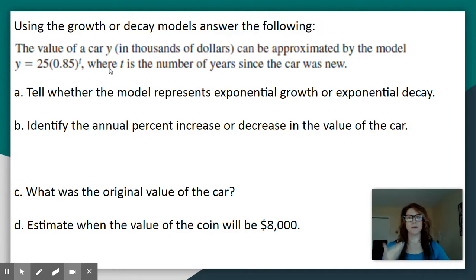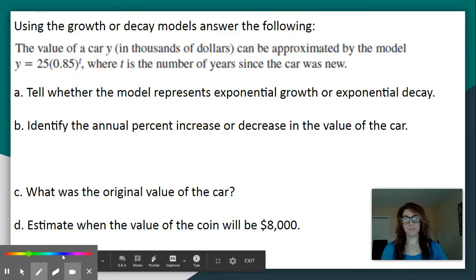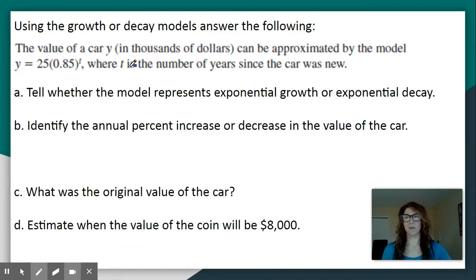Okay, so it says the value of a car in thousands of dollars can be approximated by the model y equals 25 times 0.85 to the t, where t is the number of years since the car was brand new. Okay, so since the car was bought. First part, tell whether the model represents exponential growth or decay. So that's going to be the parentheses part you're going to look at. And this one, it is 0.85. It is less than 1. So that tells me this is a decay model.